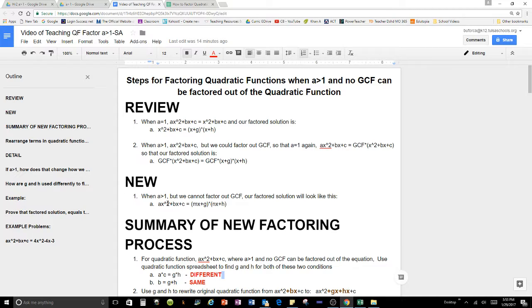So how do we factor a quadratic function when you can't pull out a GCF and that a value stays greater than 1? That's what we're going to describe next. That's our next section.